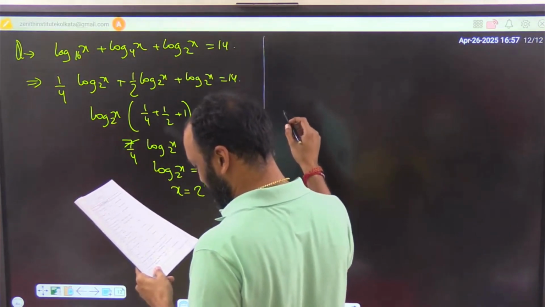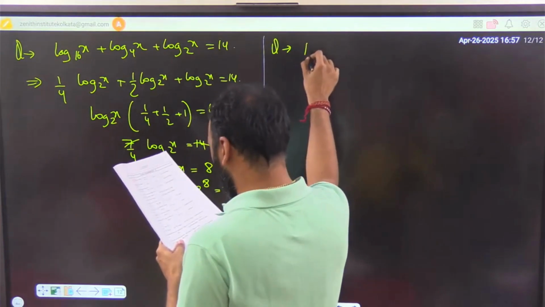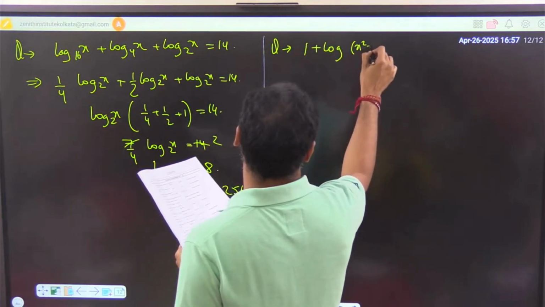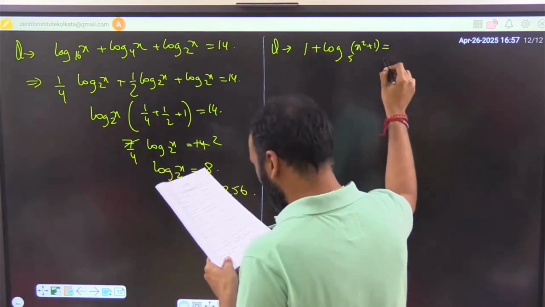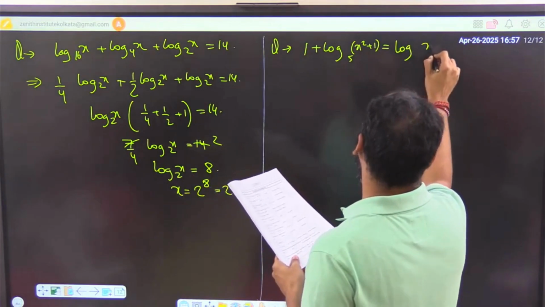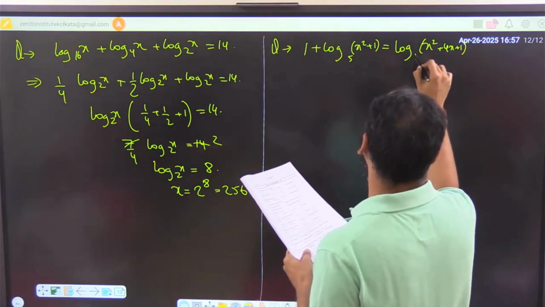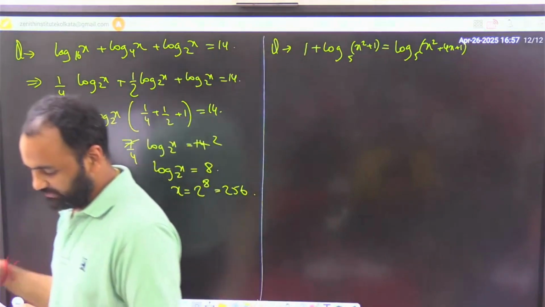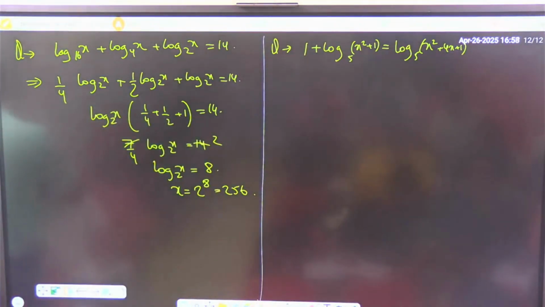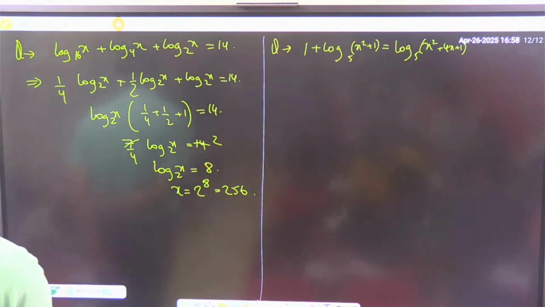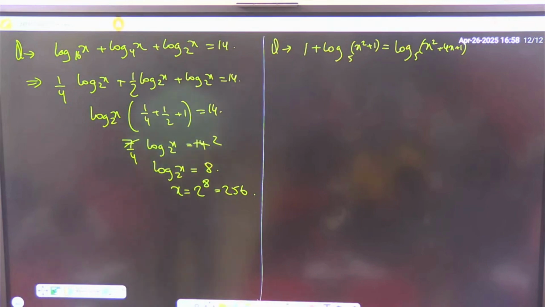Onwards and forwards. Next question. If 1 plus log of (x squared plus 1) to the base 5 is equal to log of (x squared plus 4x plus 1) to the base 5, solve for x. Solve it the same way as with the previous questions.